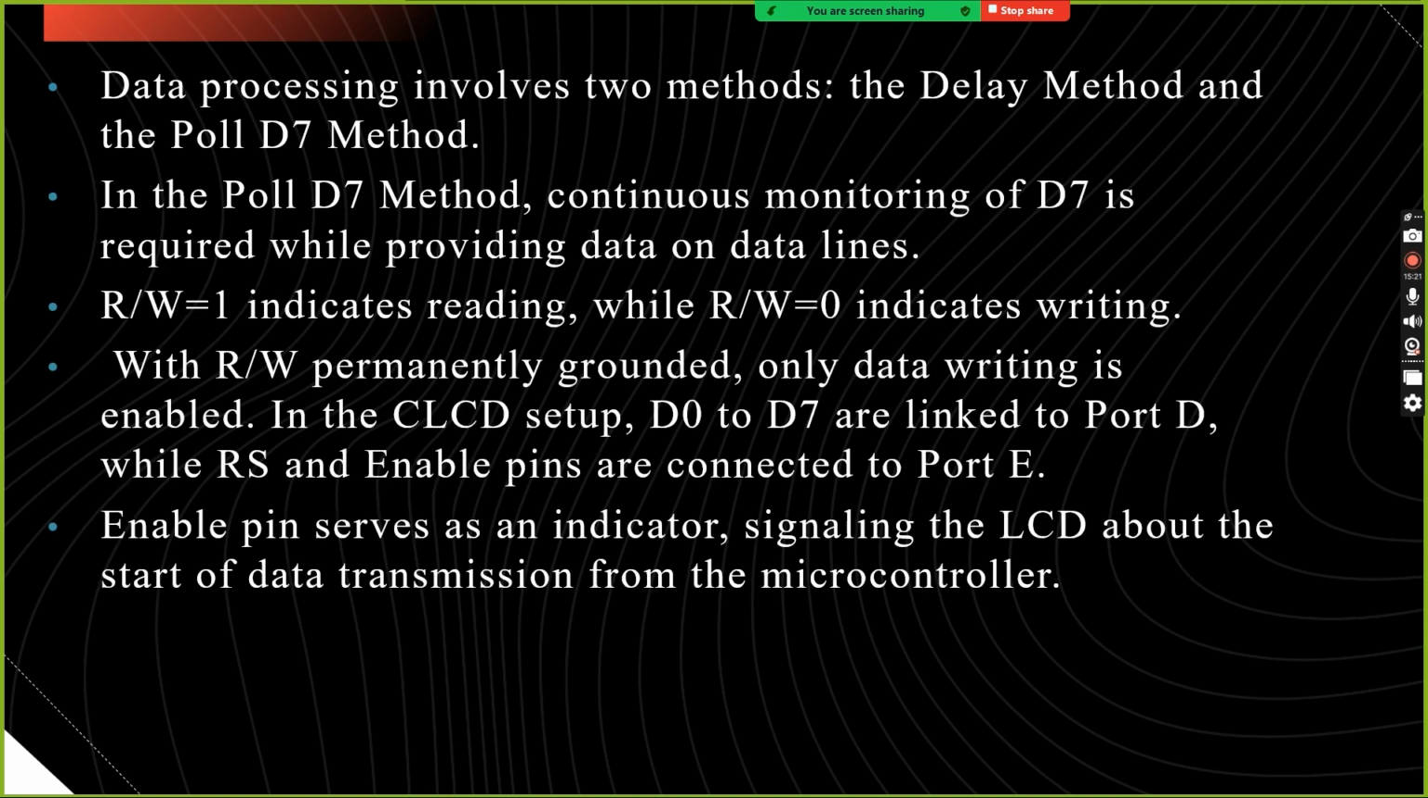Data processing involves two methods, mainly the delay method and the poll D7 method. In the poll D7 method, continuous monitoring of D7 is required while providing data on data lines. R/W is 1 when indicating reading, while R/W is 0 when we want to write. With R/W permanently grounded, only data writing is enabled. In CLCD setup, D0 to D7 are linked to port D, while RS and enable pins are connected to port E. The enable pin serves as an indicator signaling the LCD about the start of the data transmission from the microcontroller.